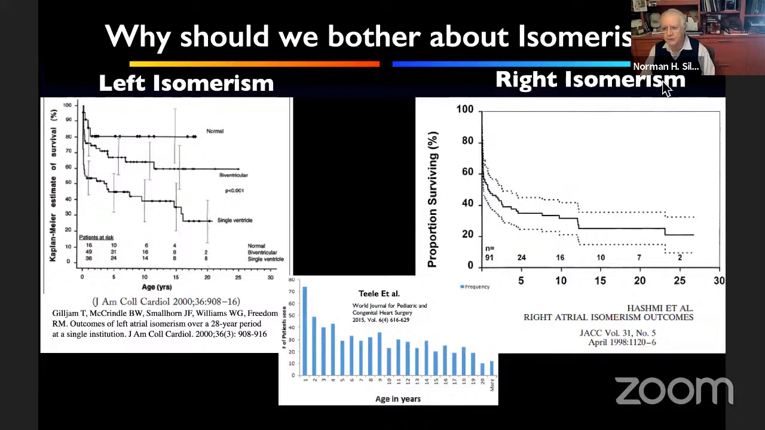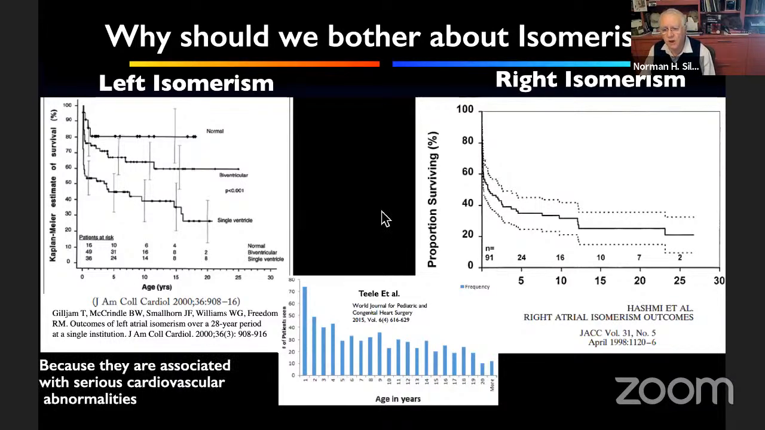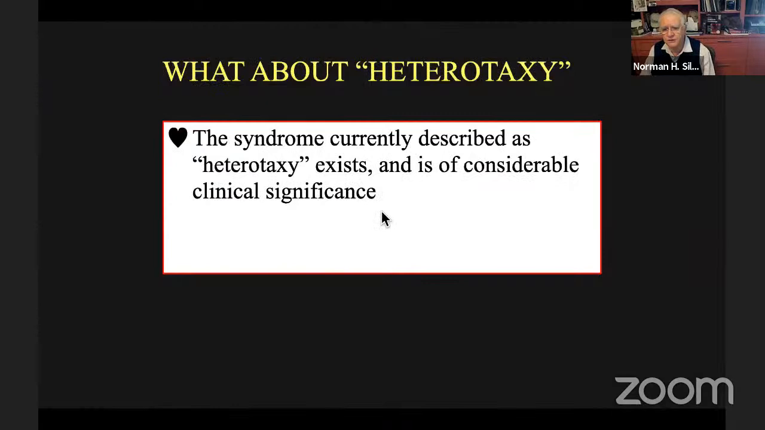In right isomerism, they are almost always univentricular. They almost always need surgery, and their classification is more severe, excuse me, a difficult classification than occurs in left isomerism. And their survival curves at 25 years are down to just over 20%. So I'll leave it at that. And that's the reason why it's important, because we have to counsel these patients.